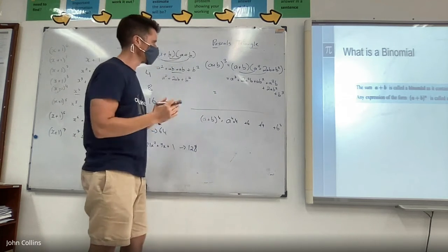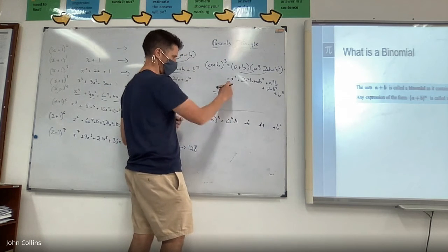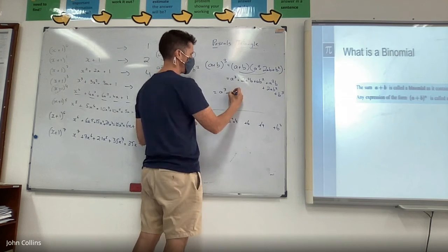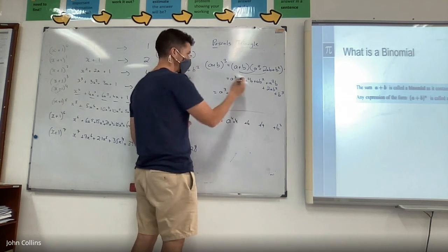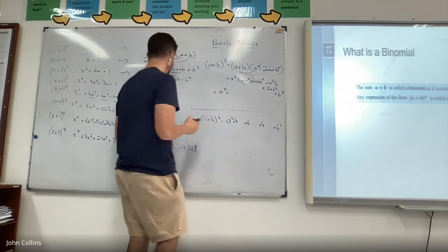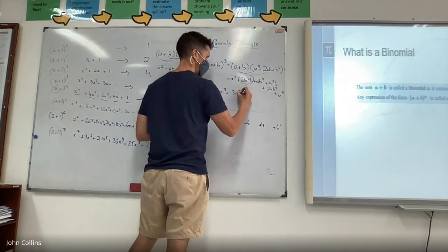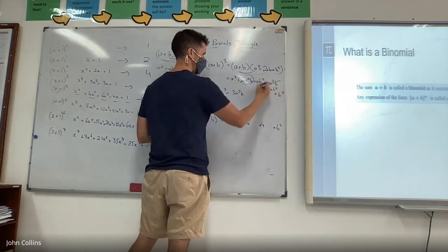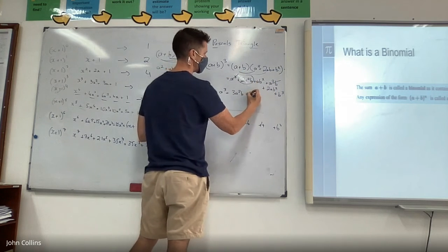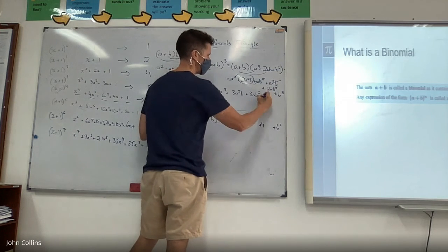Let's try and tidy it up. A cubed is definitely there. How many a squared b's are there? Three a squared b. That's all gone. So we need to do ab squared, and there's three of them as well. And that's gone. And we got b cubed at the end.